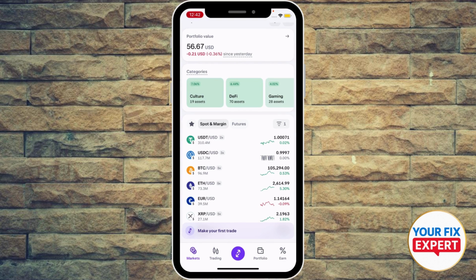So the number you see next to the trading pair, like USDT, USD, Ethereum, USD, Bitcoin, USD, you're going to see a number next to it, which is 5x, 2x, 3x. Those are leverage. Those are the amount of leverage that you can take on the market. So basically, Kraken will give you that leverage on that trading pair in order to profit off of it.